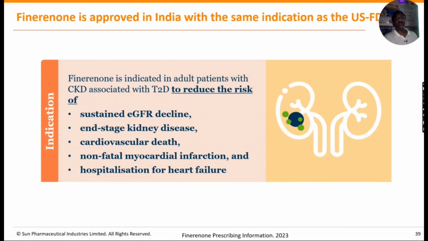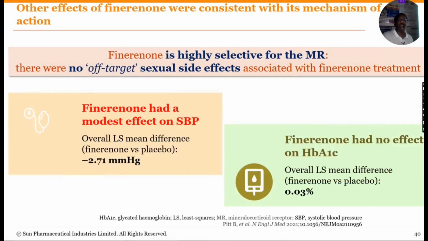It is approved in India with the same indication. It is indicated in adult patients with CKD associated with type 2 diabetes to reduce the risk of sustained GFR decline, end-stage kidney disease, cardiovascular death, non-fatal myocardial infarction, and hospitalization for heart failure. So these are all the indications to use finerenone. Those who can afford it can use finerenone in very high-risk individuals. It is highly selective for the mineralocorticoid receptors, with no off-target sexual side effects associated with finerenone treatment.